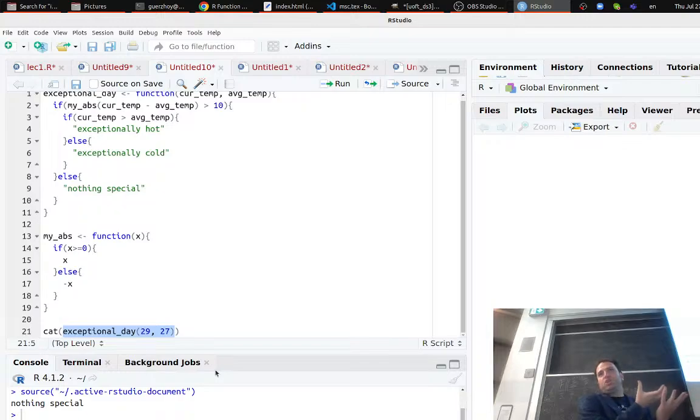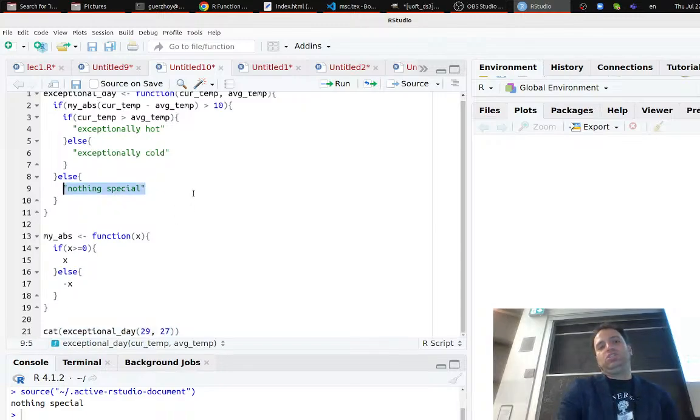So that's a little bit weird if you're just used to math functions, which take in a number and then spit out a number as well. But it shouldn't be that weird, right? Because, well, why couldn't the value of a function be nothing special? It can, right?